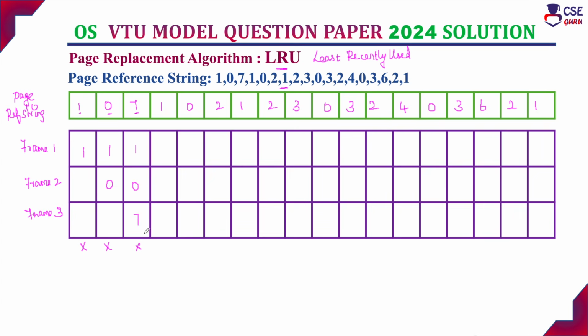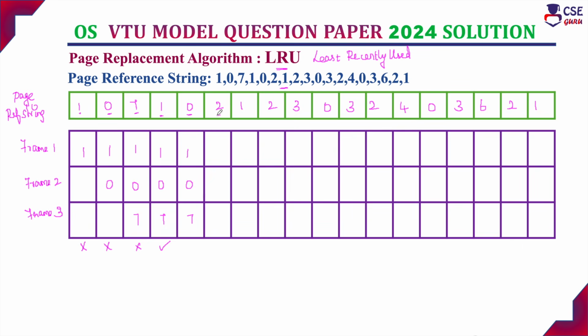Among these 3 frames, if the required string is available, no need to replace anything. If the required page is not available, you need to swap out one page from main memory and swap in the required page. Which one you need to swap out? That will be decided by the LRU algorithm. So here the reference string is 1. It is available, so this will be considered a page hit. No need to swap out. Okay. 0. This is available, so no need to swap out anything.